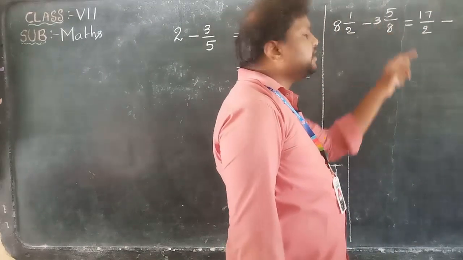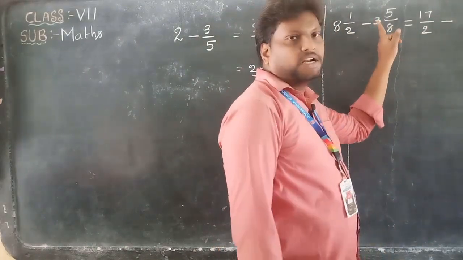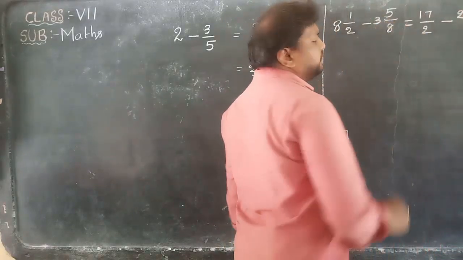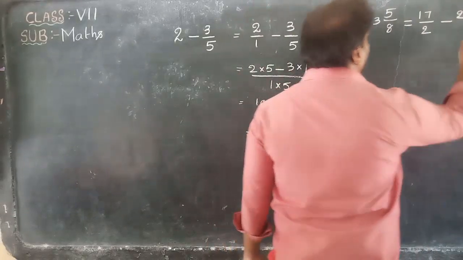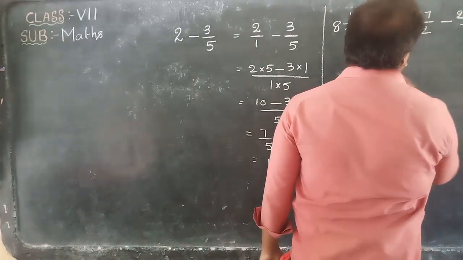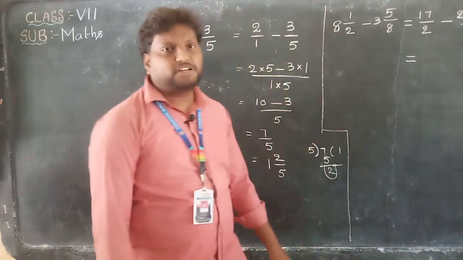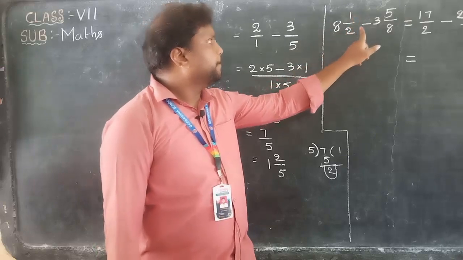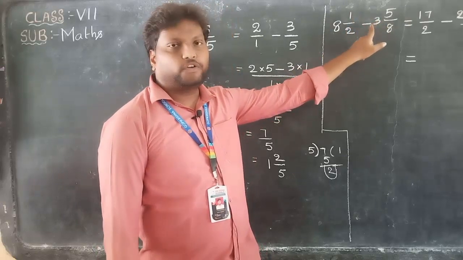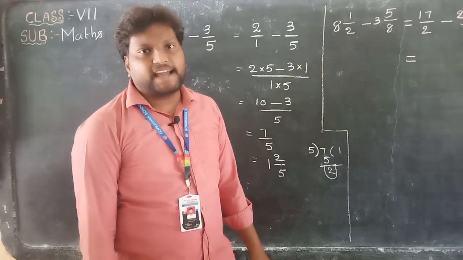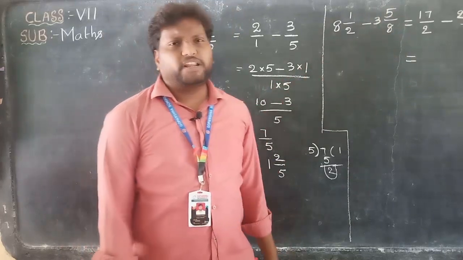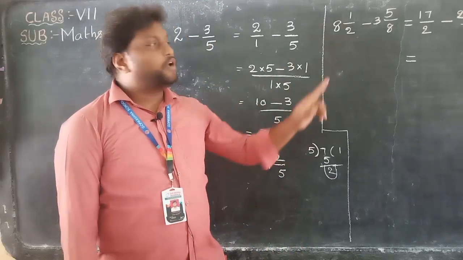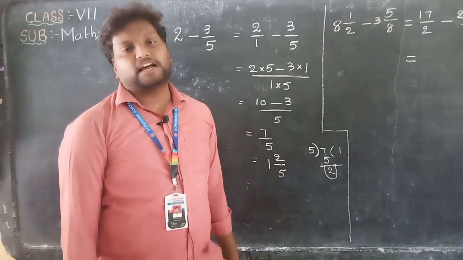Minus 8 threes, how much? 24. 24 plus 5, 29 by 8. Observe: 2 eights are 16 plus 1, 17 by 2, minus 8 threes are 24, 24 plus 5 is 29 by 8. Again we are getting unlike fractions, so we have to apply cross multiplication.